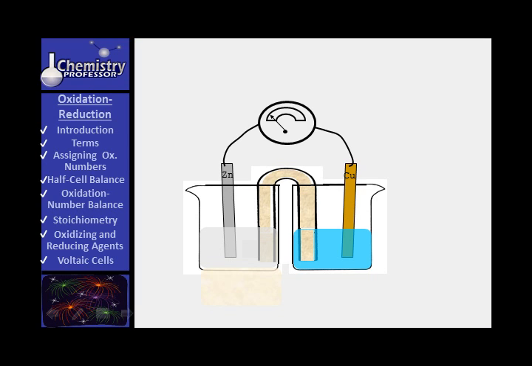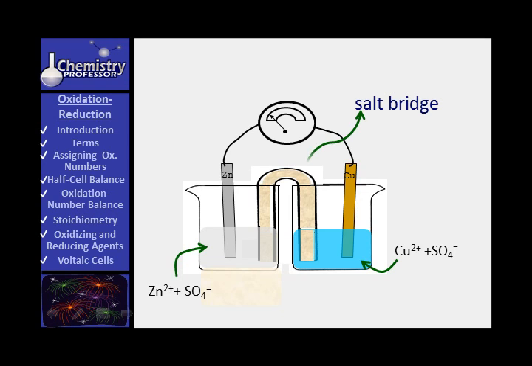Let's look at it now when we separate the two. On the left, we have a solution of zinc sulfate with a zinc plate in it. On the right, we have a plate of copper or a copper strip, and we have that in a cupric sulfate solution, that blue solution. Now, what is going to happen with this? We have a salt bridge that connects the two here, and a voltmeter here that's able to read the current when electrons flow through.